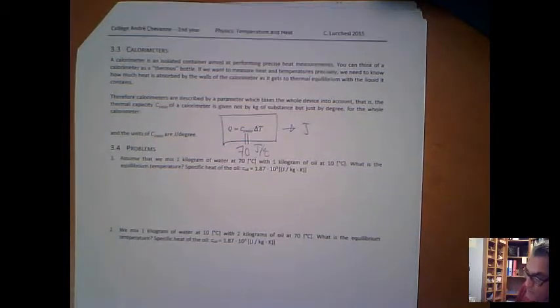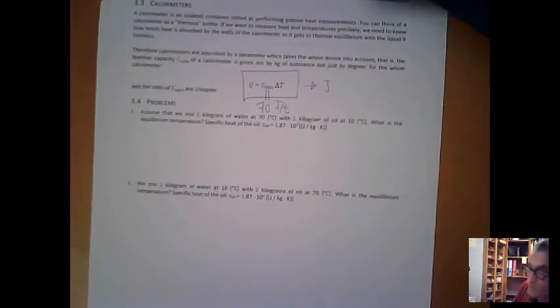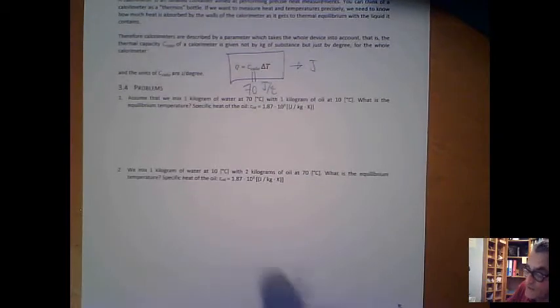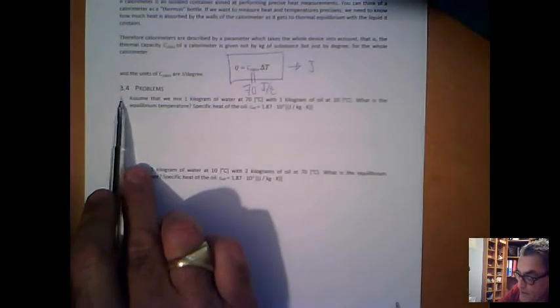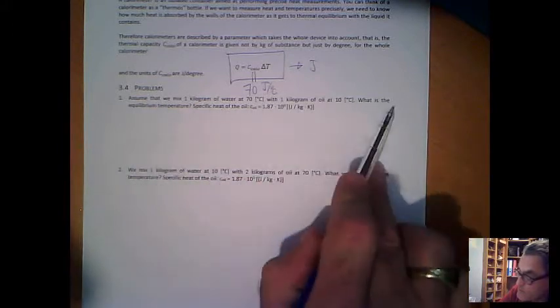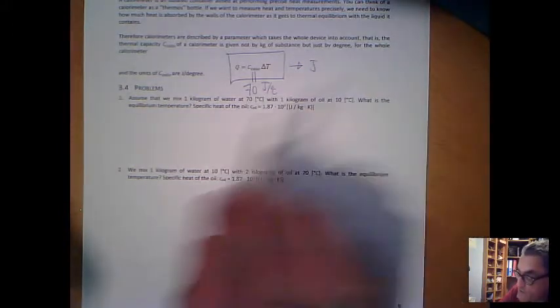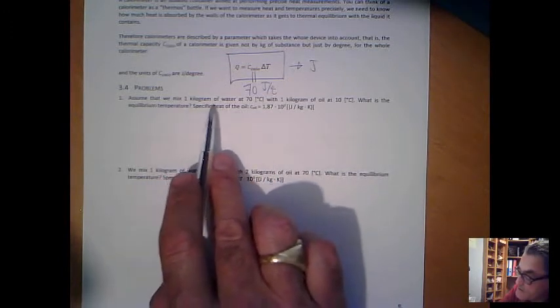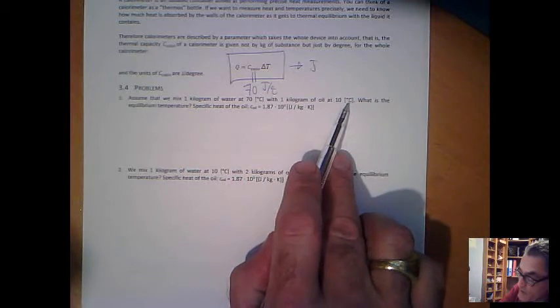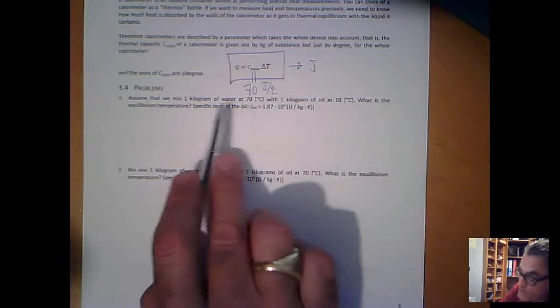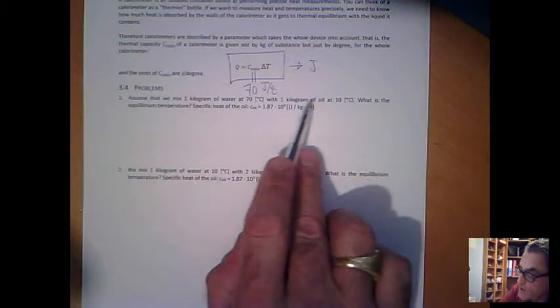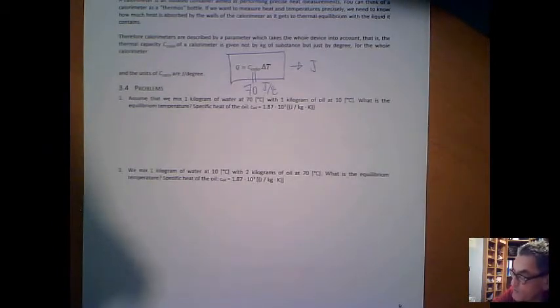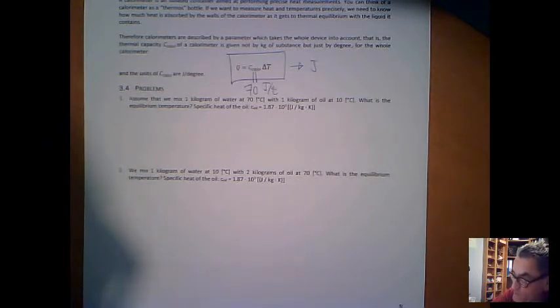We are going to do now a few exercises. We don't have calorimeters in the first ones, which are easy. So I'm now going to ask you to do the first exercise, which is very basic. You are mixing 1 kilogram of water at 70 degrees and 1 kilogram of oil at 10 degrees. And the question is, what is the equilibrium temperature?